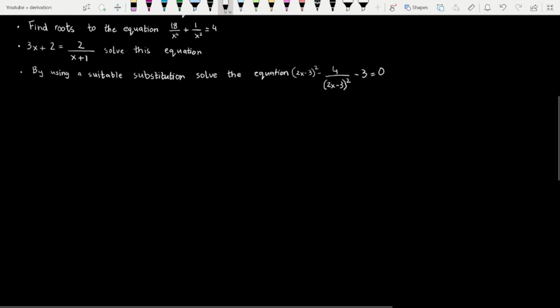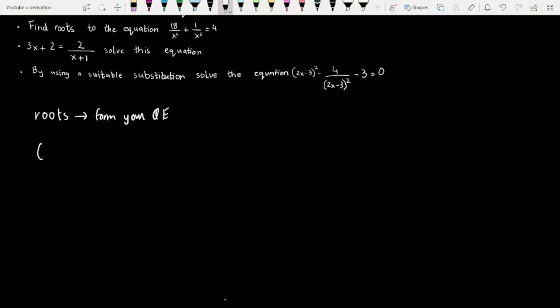Well, this is what you do. Whenever you're given the roots, you need to understand that using just the roots, you can actually form your quadratic equation. And how do you do that? Well, the factorized form of a quadratic equation is basically something like this: x plus b, x plus c is equal to 0. If you want to find your roots, you say x plus b is equal to 0, x plus c is equal to 0, and then your two roots are -b and -c.